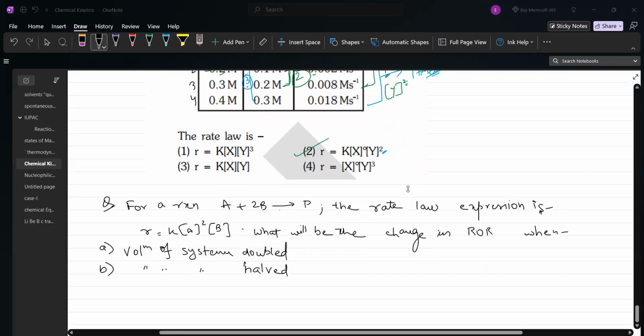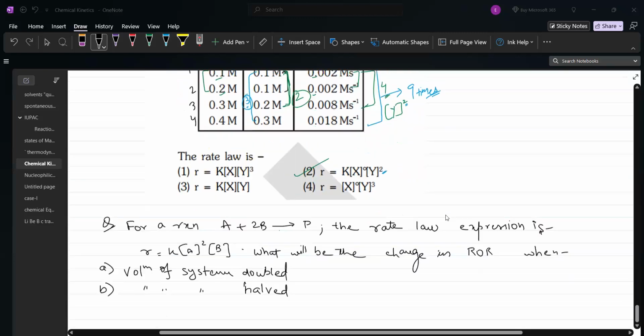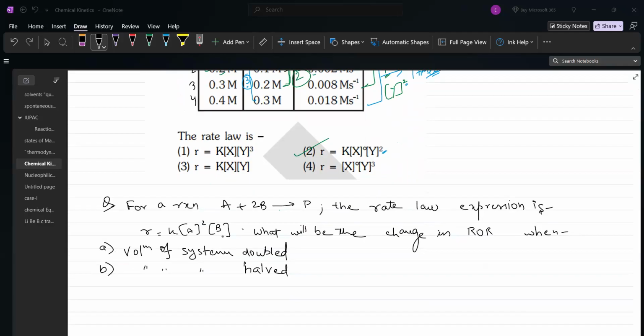The first part I haven't understood. So this question which you wrote, what does the A part say? A: volume of system doubled, and volume of system halved.